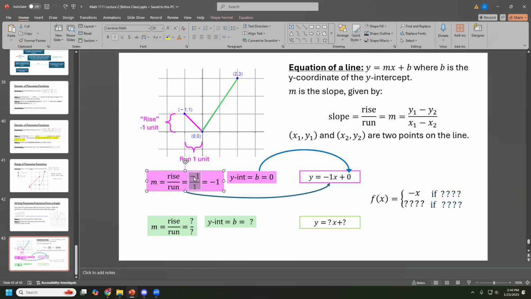That's why I've written over here negative 1 for rise. Run is positive 1. Essentially, I go down 1 over 1. That means my slope ends up being negative 1 when I simplify.